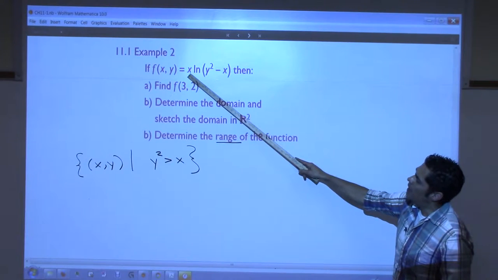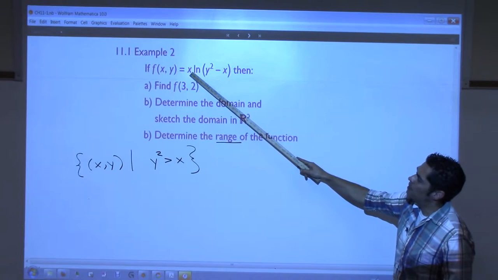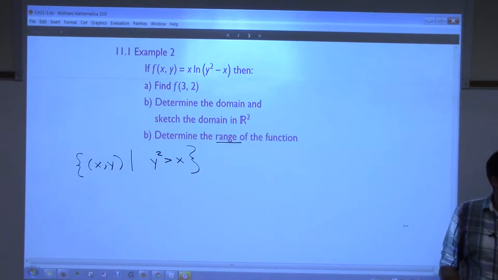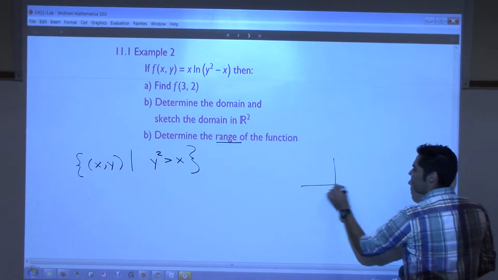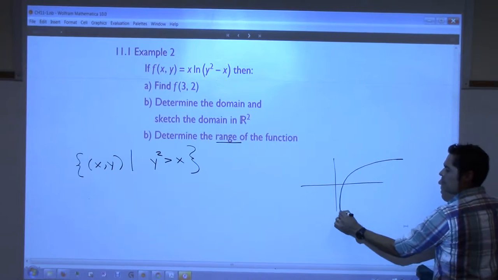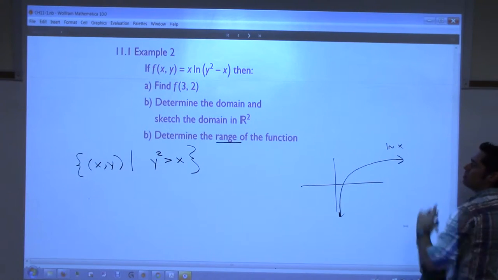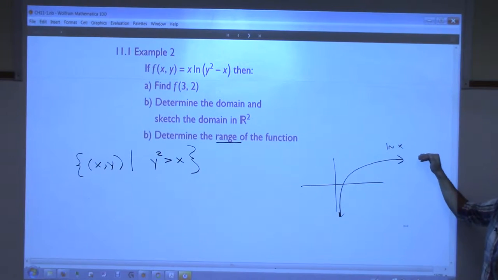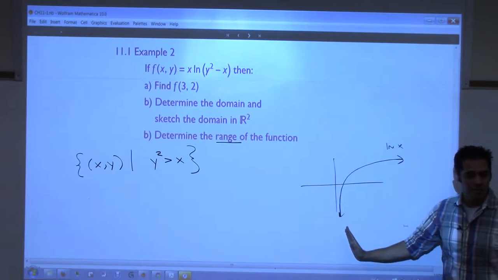Yep. Well, if X is a positive number, that should be positive. We know the natural log spits out both positive and negative numbers, right? Think about your natural log function. It looks like this, doesn't it? That's natural log of x. So the natural log spits out positive numbers and it spits out negative numbers, right?